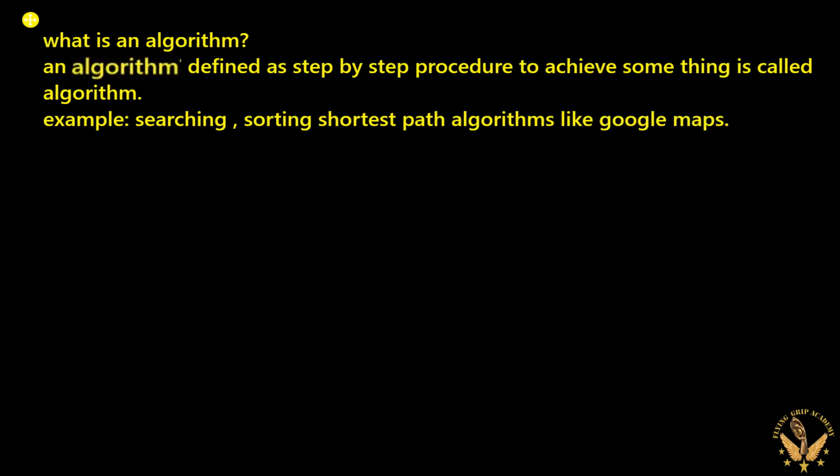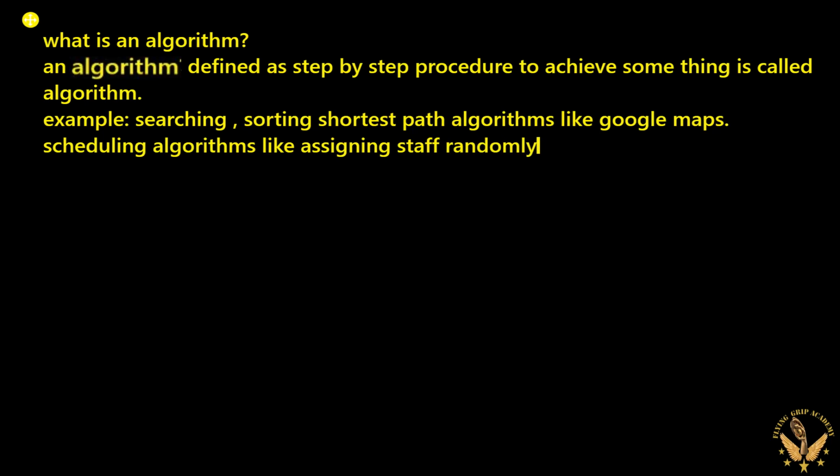We can find which is the shortest path, and there are scheduling algorithms. For example, a particular person wants to schedule which particular pilot and which particular air hostess is to be assigned to a particular plane, so they can assign their duties randomly. For that purpose also we are going to use an algorithm.